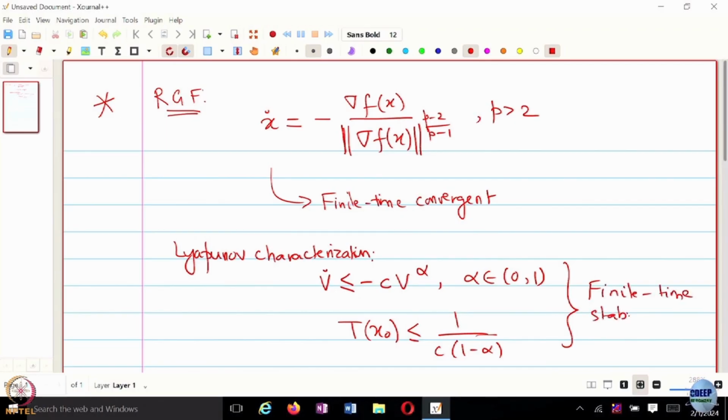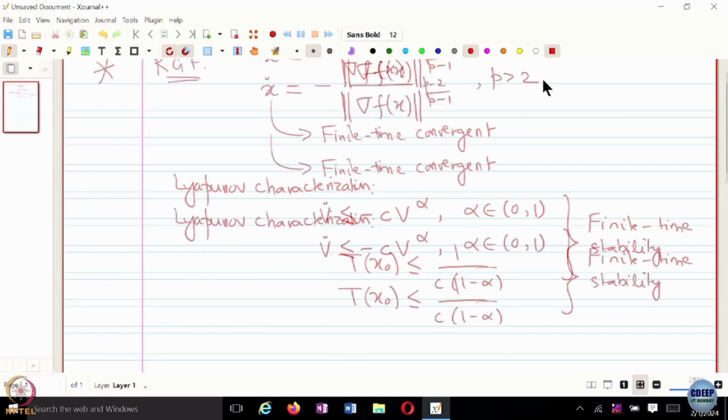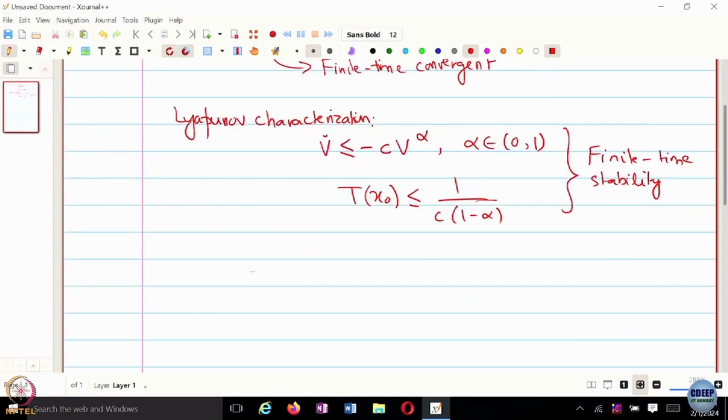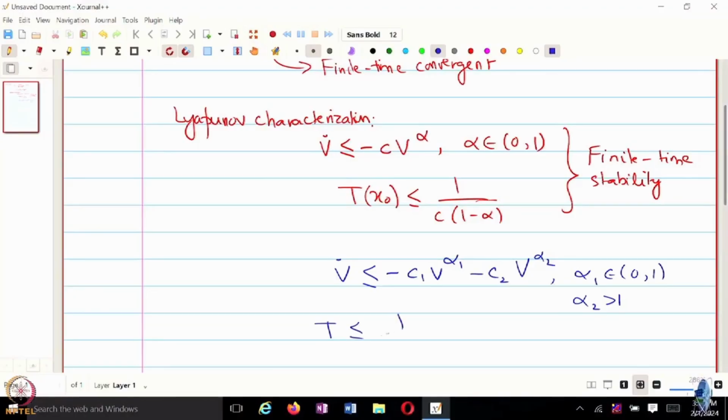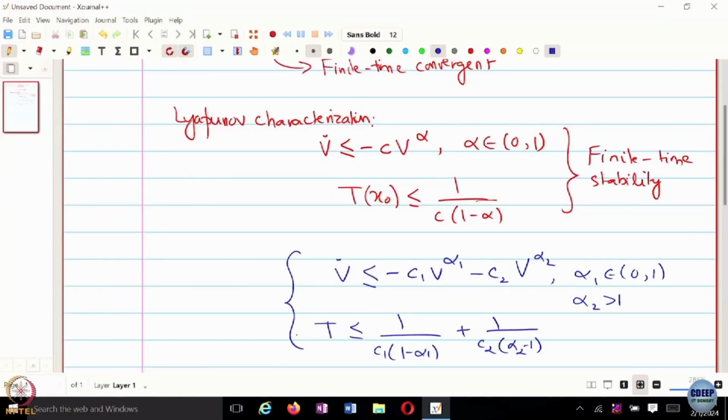We can also talk about fixed time stability of such equilibria if the Lyapunov function satisfies an inequality of this form, C1 V to the alpha 1 plus C2 V to the alpha 2, with alpha 1 between 0 and 1, and alpha 2 a number greater than 1. You can show this is in fact now fixed time convergent, meaning that the settling time function is independent of x naught, and is upper bounded by 1 over C1 times 1 minus alpha 1, plus a corresponding term in alpha 2. And this is for fixed time stability.